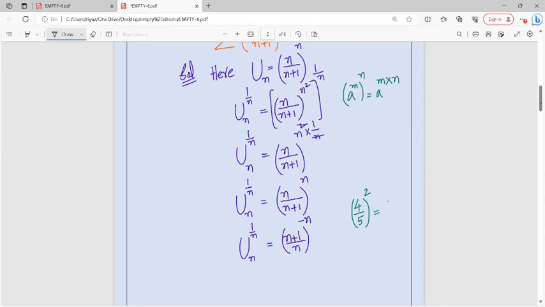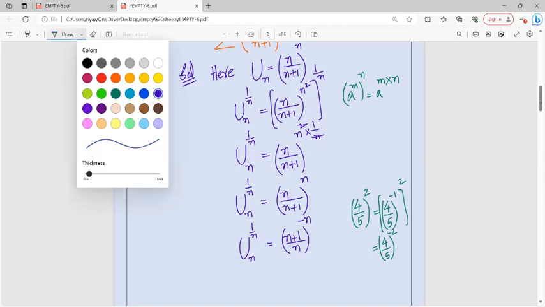it is like 4 by 5 with power minus 1, and then whole square. Then this minus will be multiplied, and this becomes 4 by 5 whole to the power of minus 2. It means that if you take the reciprocal of any fraction, the power will become negative. So that example we have to use here.